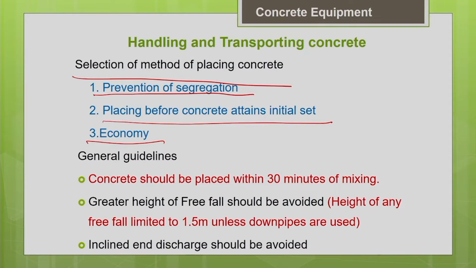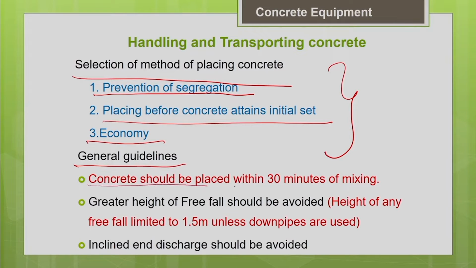So, these are the basic guidelines we should keep in mind when you select a method for transporting or placing the concrete. One is, we should transport it as early as possible, before it attains the initial set. Another is, we should transport the concrete in a homogeneous form only, so it should not get segregated during its transit. And whatever method you select, it should be economical and fit into your project budget. These are the general guidelines we should keep in mind while placing the concrete.